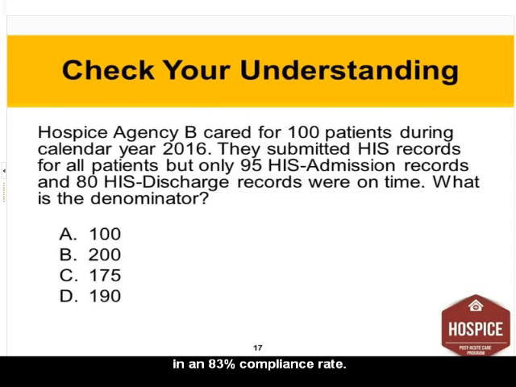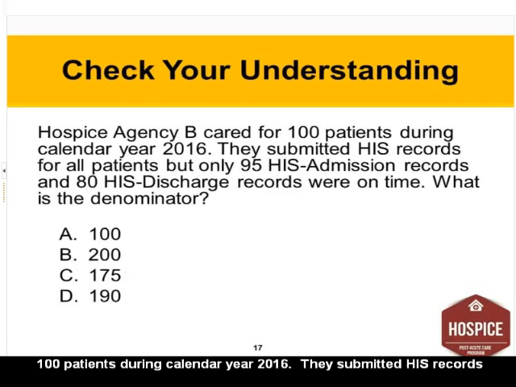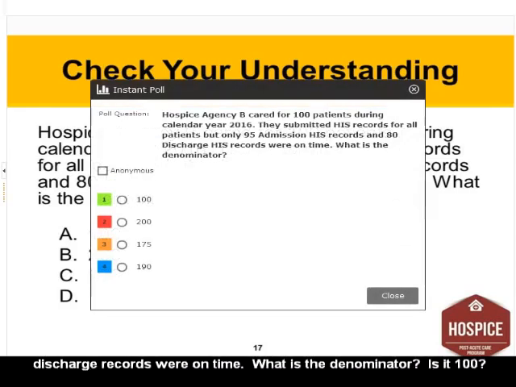Now it's your turn for a polling question. Hospice Agency B cared for 100 patients during calendar year 2016. They submitted HIS records for all patients, but only 95 HIS admission records and 80 HIS discharge records were on time. What is the denominator? Is it 100? Is it 200? Is it 175? Or is it 190?